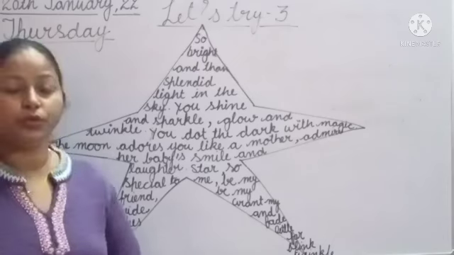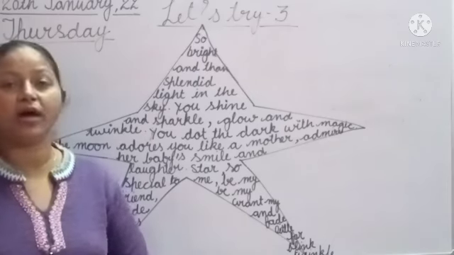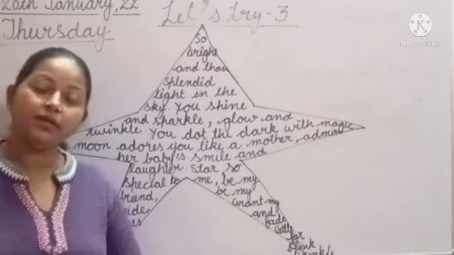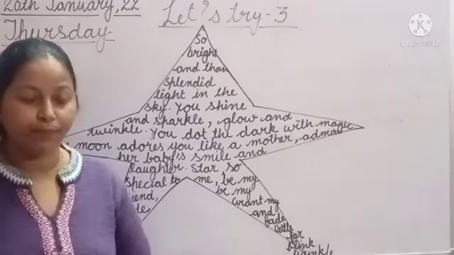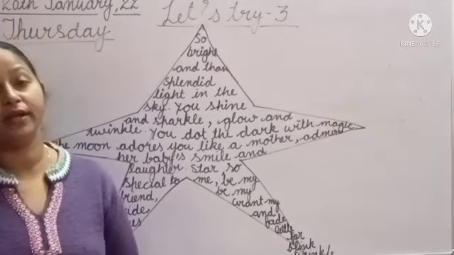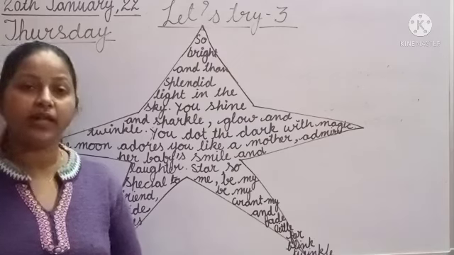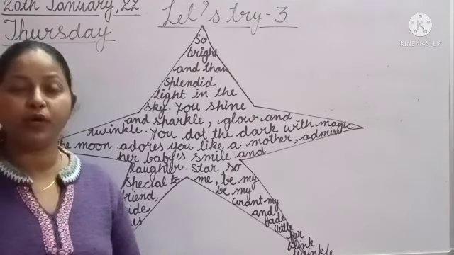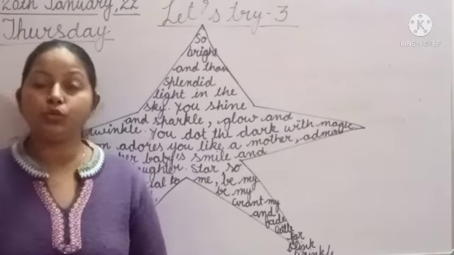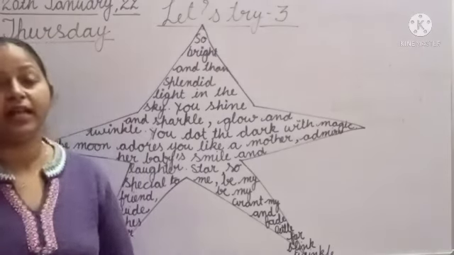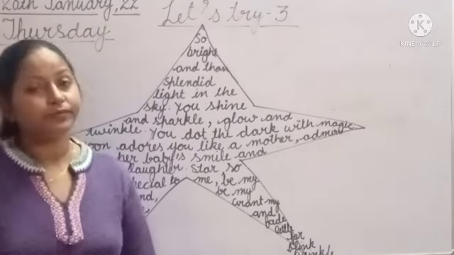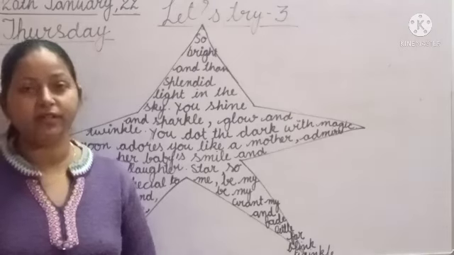You can use any object, you can draw any outline of your choice, and you can write your own shape poem. Like you can use a ball. If you like a ball, then you can draw a ball and then write your shape poem in that shape. You can use the feeling words of a ball. If you like that ball the most, you can write your feelings also in that shape.